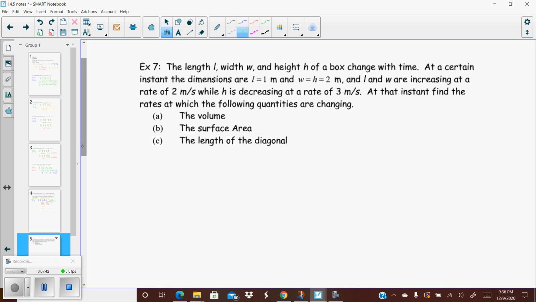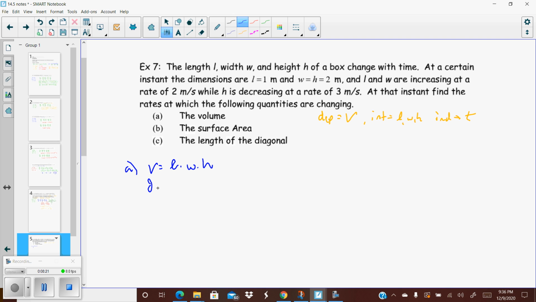All right, so let's list our stuff. We know our dependent variable is going to be volume. That's for the first one. Our intermediate variables are going to be L, W, and H. And our independent variable is time, t. To do this for volume, first thing we need is the equation for volume, which is just length times width times height.